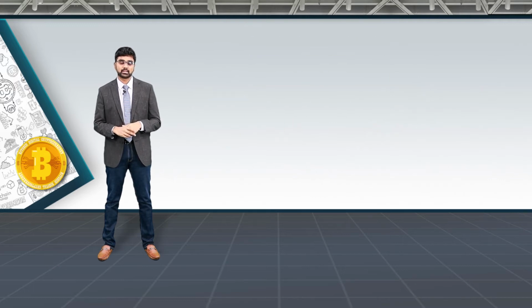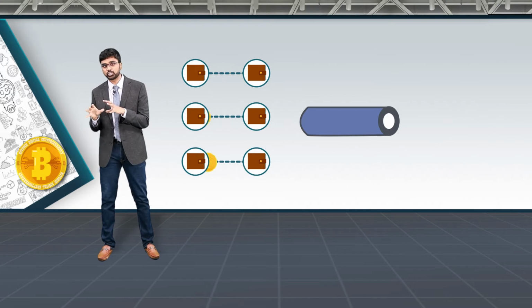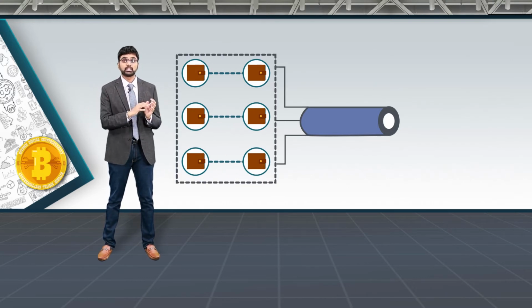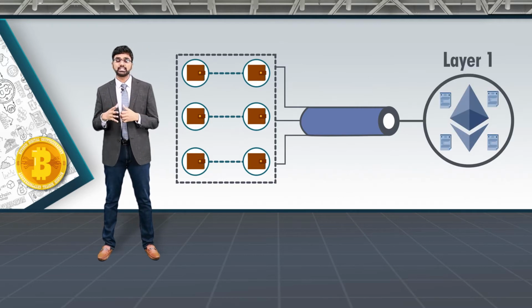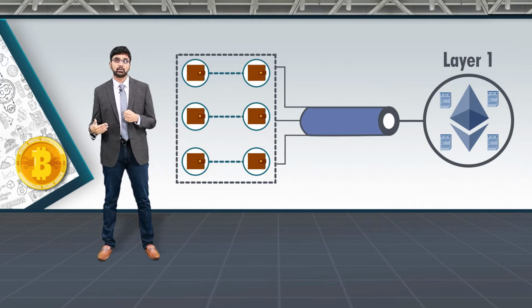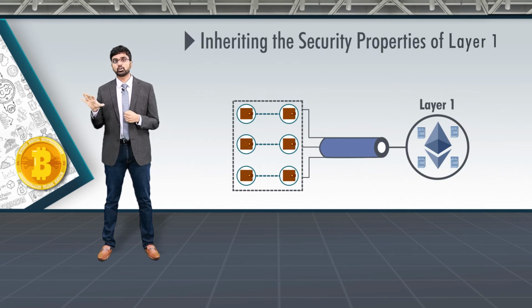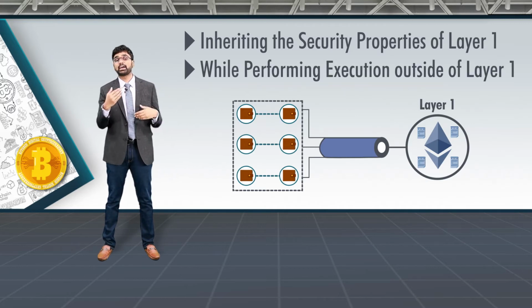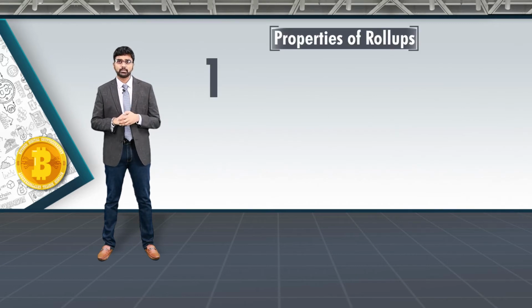One solution for that are rollups. Rollups are solutions that perform transaction execution outside the main Ethereum blockchain layer 1, but post that transaction data back on layer 1. As transaction data is already on layer 1, this allows rollups to be secured by layer 1. Inheriting the properties, especially security properties of layer 1, while performing execution outside of layer 1 is a defining characteristic of rollup. Three properties of rollups are: 1.